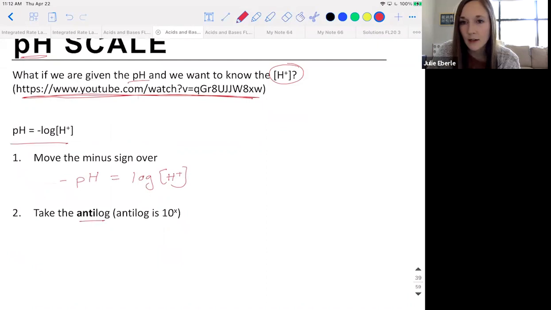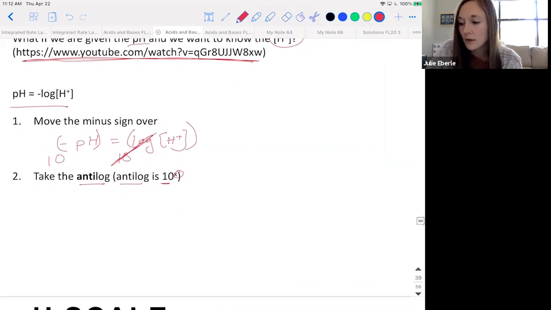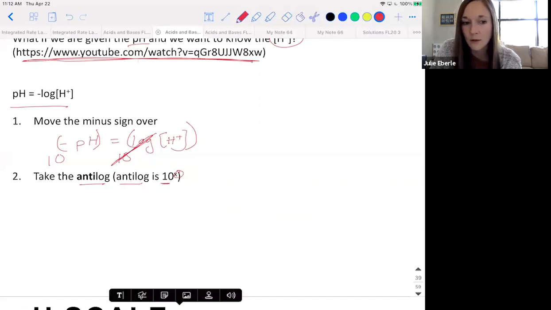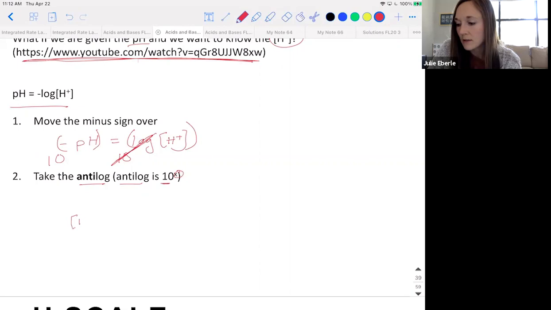How do you do an antilog? Antilog is 10 to the power of x, and I don't actually mean x; x is referring to whatever we have in our equation. So we're going to make everything an exponent. We're going to do 10 to the power now of negative pH, 10 to the power now of log of H plus. And what that does, when you have a log written in, it undoes the log. It cancels it out. So that leaves us with the concentration of H plus on the right side of the equation. So concentration of H plus, since we've gotten rid of the log now, is just equal to 10 to the power of negative pH.